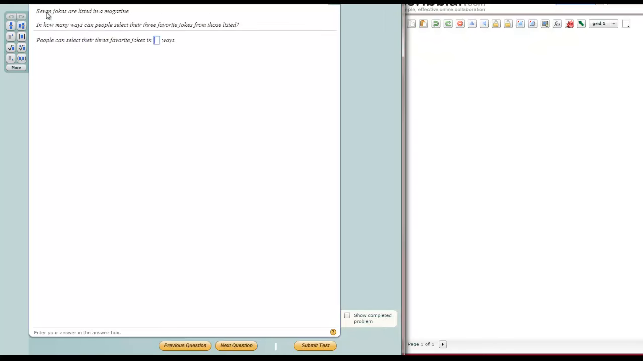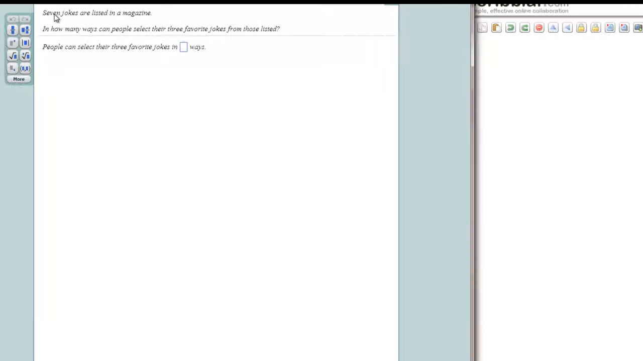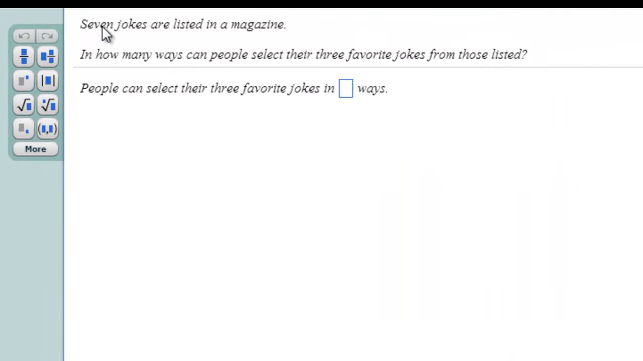Let's do a new one here. 7 jokes are listed in a magazine. In how many ways can people select their 3 favorite jokes from those listed? So if we think about it, in the last workshop we had permutations and combinations. Permutations is when the order mattered, combinations when it didn't matter. So in how many ways can people select 3 of their favorite jokes?